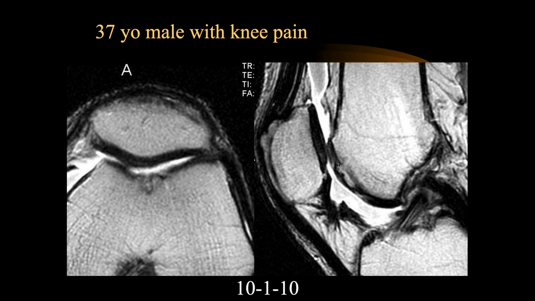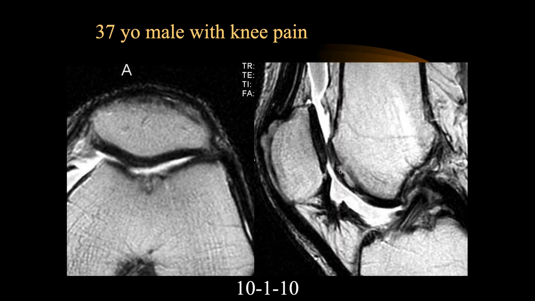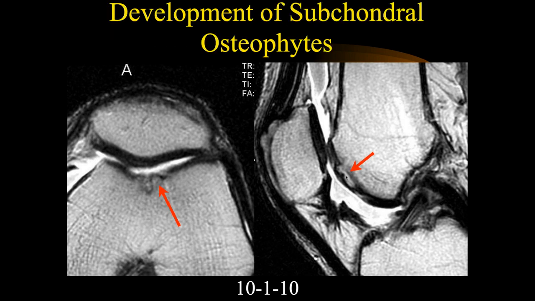Just to show that these subchondral osteophytes really develop over time, and again, it's the bone healing response that we've talked about before. So here we can see there's no osteophyte there. Here we have an acute tear of the articular cartilage of the medial trochlea, and following it over time after surgery, we can see the development of the subchondral osteophyte, which indicates a chronic injury to the articular cartilage with an attempted healing.